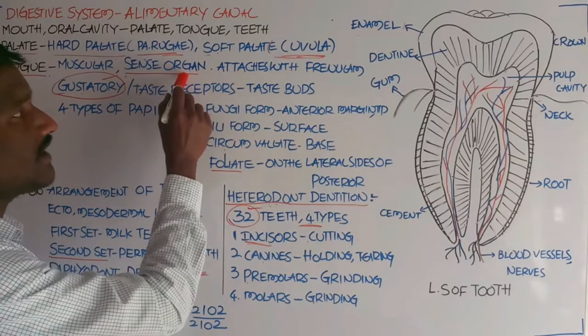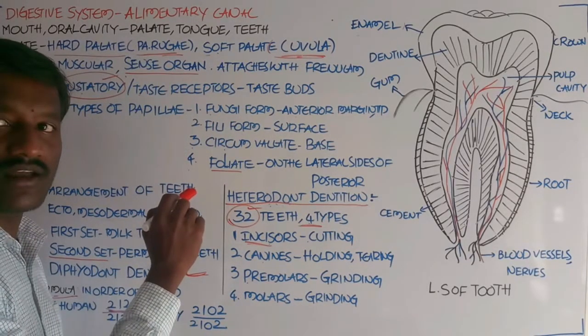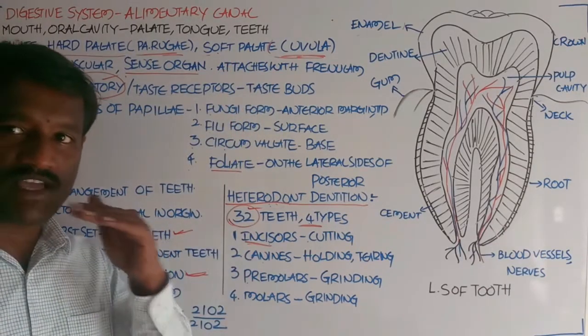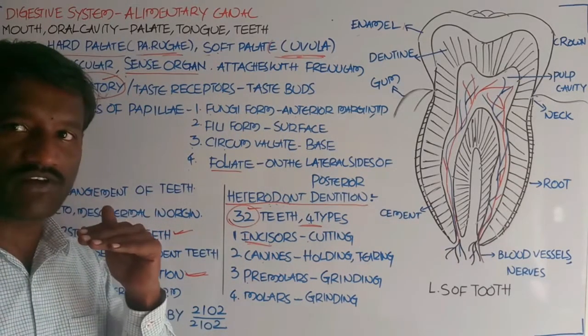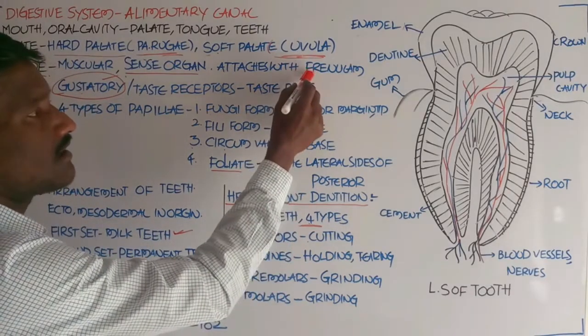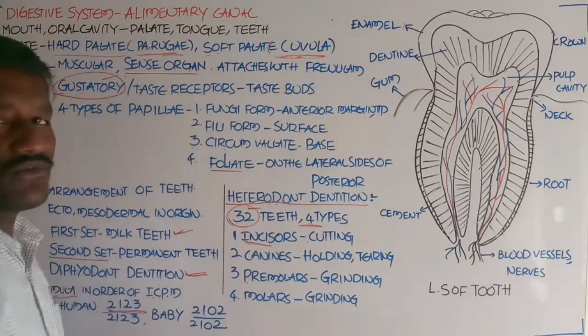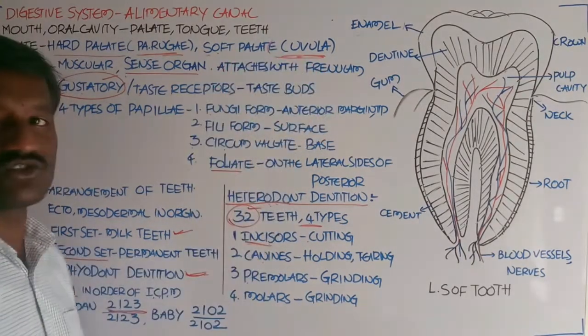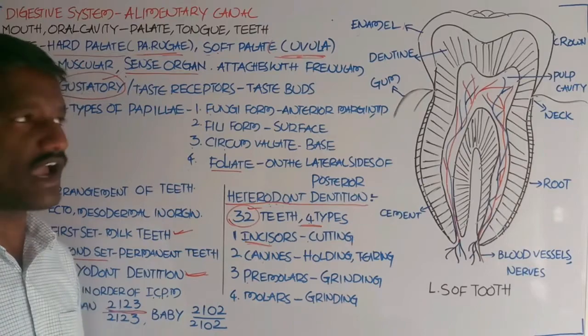The tongue is free anteriorly. Posteriorly, it attaches to the base part of the oral cavity. That is called the frenulum. By the help of the frenulum, it is attached to the base part of the oral cavity.